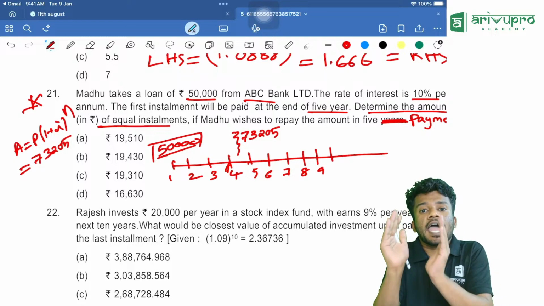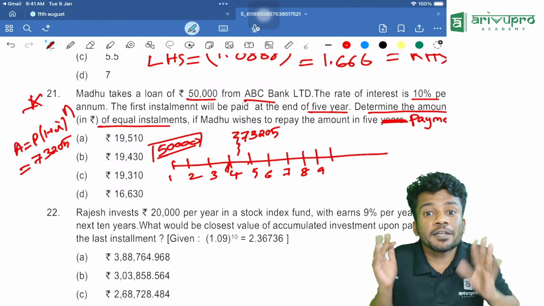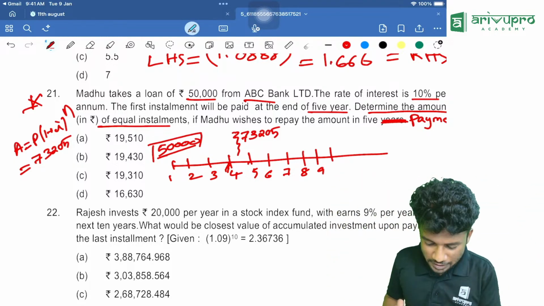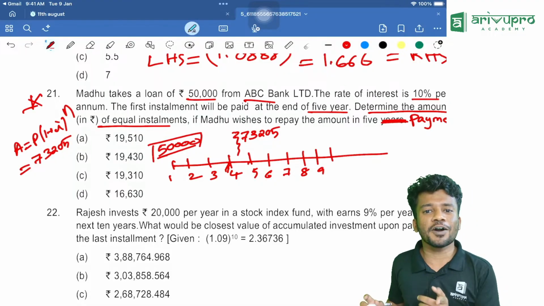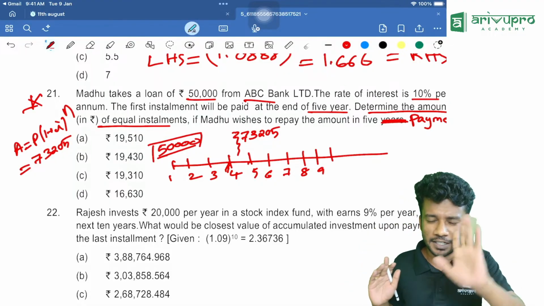73,205 is the actual loan amount right now, because you didn't pay for the first 4 years. That's the main reason. Then based on this loan amount, you find the annuity. Are you getting the logic?